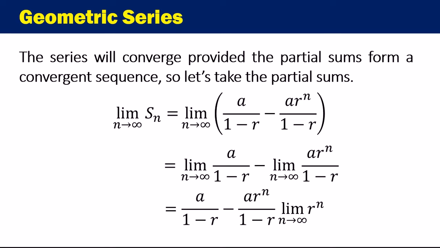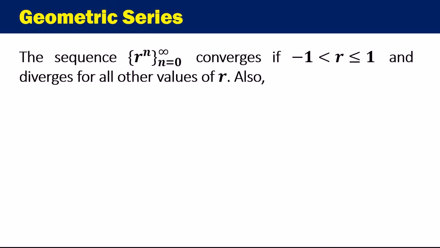Now from the theorem of sequences, this limit will exist and be finite provided that r is greater than negative 1 but less than or equal to 1. So the theorem states that the sequence r raised to n, as n goes from 0 to infinity, converges if r is greater than negative 1 but less than or equal to 1, and diverges for all other values of r.